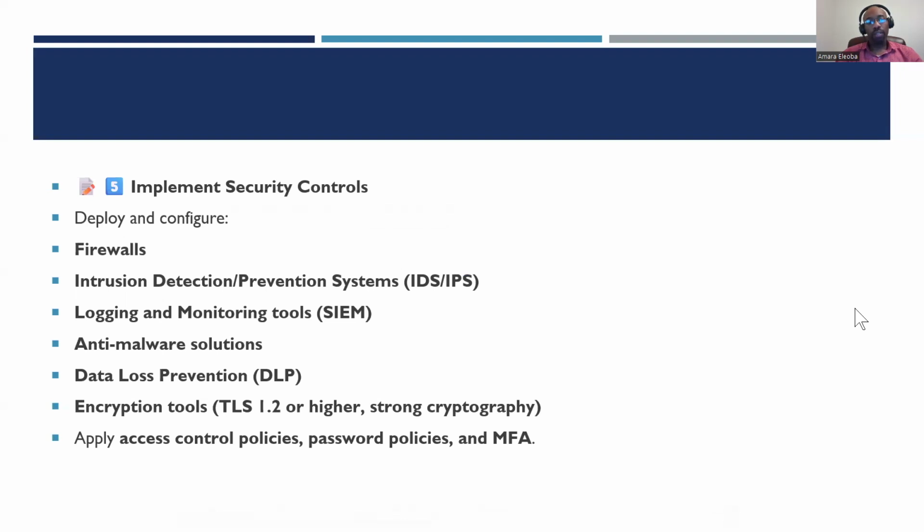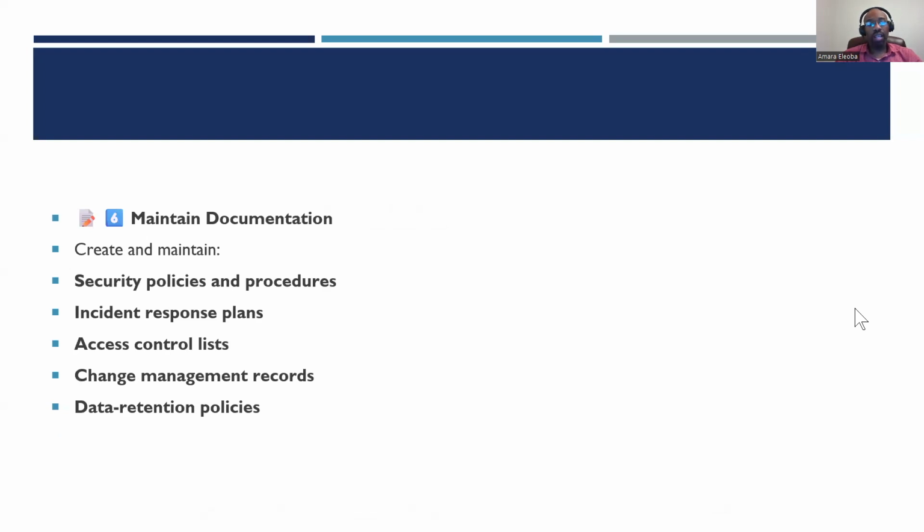Number five, implement security controls. That can be deploying and configuring security controls, can be a firewall, can be your IPS, IDS, can be your SIEM tool, it can be your data loss prevention. It can also be implementing encryption. So if you don't have that, then make sure that your organization has that. Number six, maintain documentation. You'll be surprised, a lot of organizations don't have up-to-date documentation.